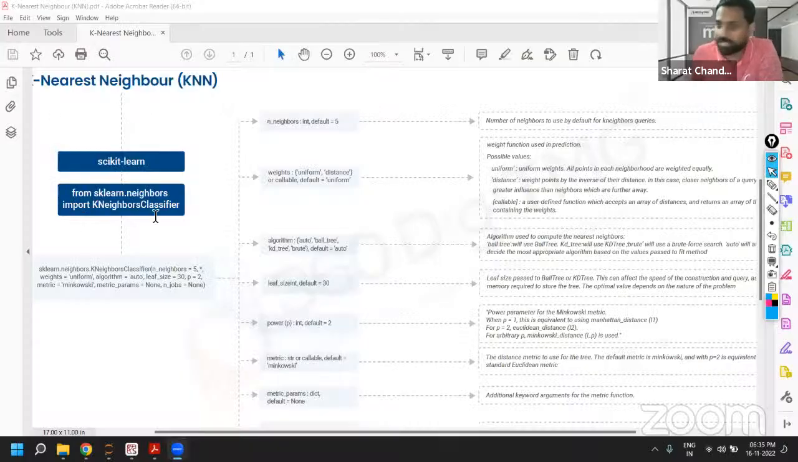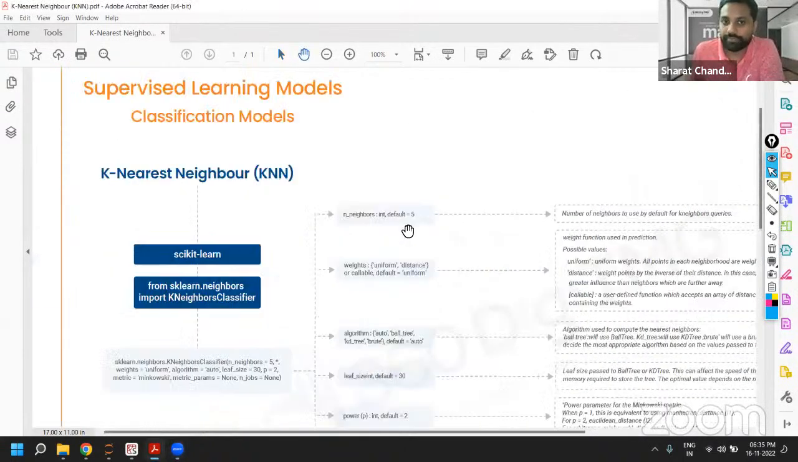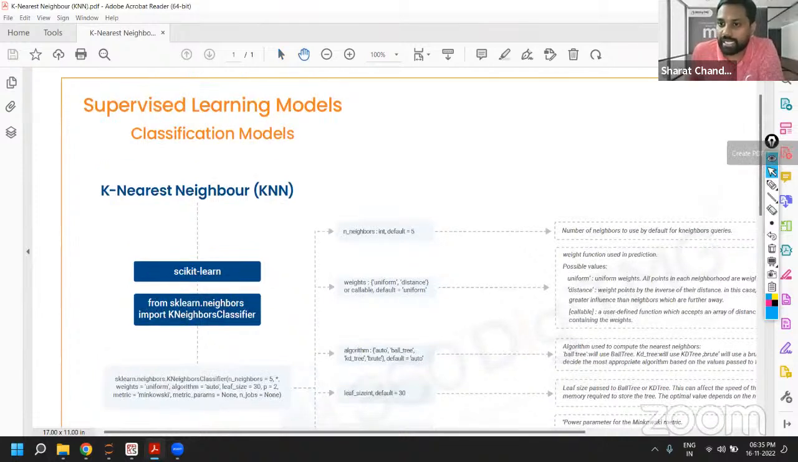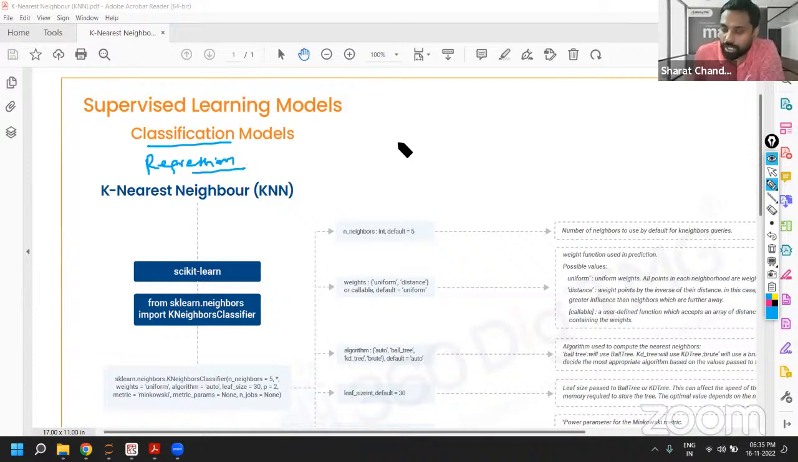Yes, Vani. Let me share my screen here. This is the cheat sheet, you can say, which is specifically for the K-neighbors classifier. But if I have to talk about the K-nearest neighbor algorithm, I would say that it can be used for both classification as well as regression. That means your KNN algorithm can solve non-numeric output problems and numeric output problems as well. This is the first point.